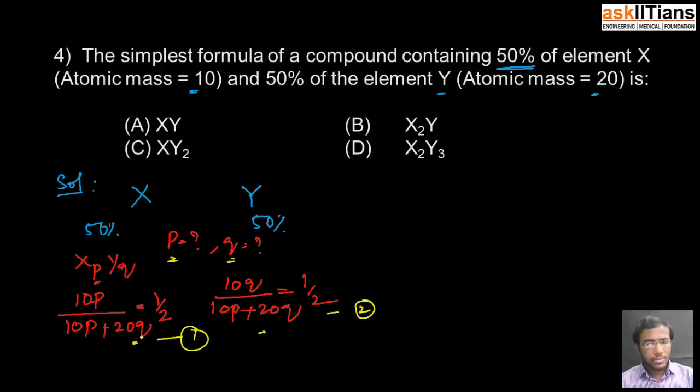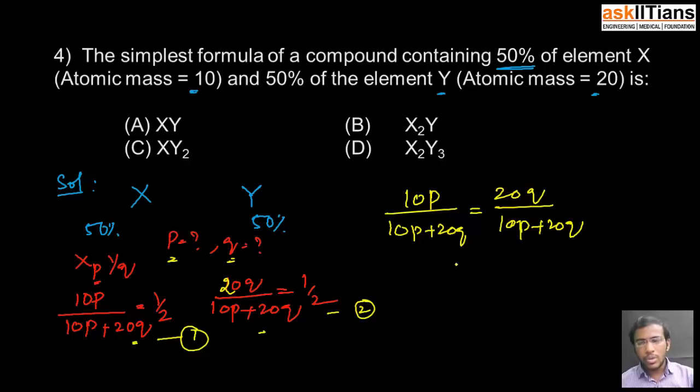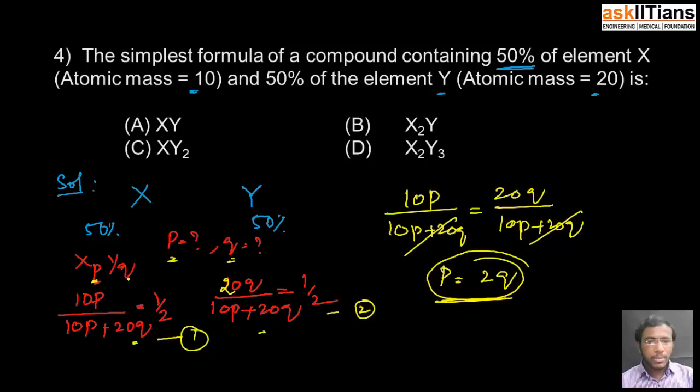Both are actually equal. Okay, so if you see one thing, the atomic mass of Y is 20, so this is not 10, this is 20Q. If you see both are equal, that means this is equal to this one. So 10P by 10P plus 20Q is equal to 20Q by 10P plus 20Q. So 10P plus 20Q will get cancelled, and what you will get? P is equal to 2 times Q. So P is actually double of Q.